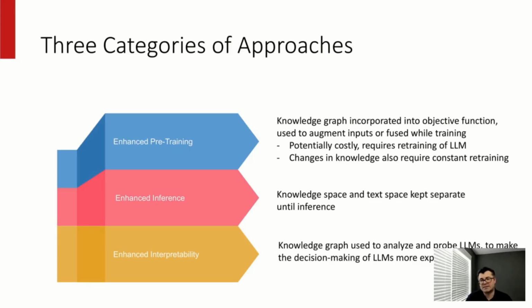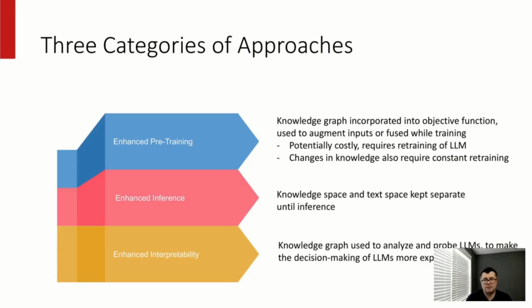The next bucket is called enhanced inference. Now, because of this issue that knowledge evolves, with enhanced inference, the idea would be to keep the knowledge space separate from the text space, and to only combine them when you get to the point of inference, of making some kind of predictions, or generating text. So that's the idea with enhanced inference.